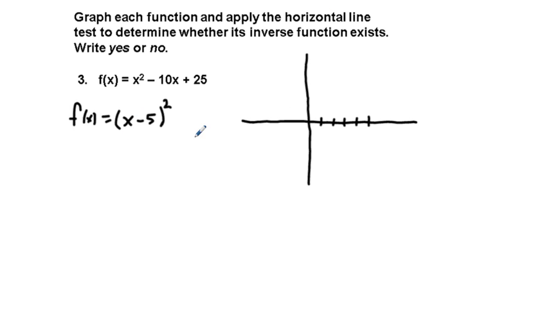We have a double root at x equals 5. And so we're going to come like this. That's roughly, it's wider than the actual parabola. But if we draw a horizontal line, which I just did, that horizontal line is going to touch this more than once. And so in a similar manner to problem number 1, we will say also no, fails horizontal line test.